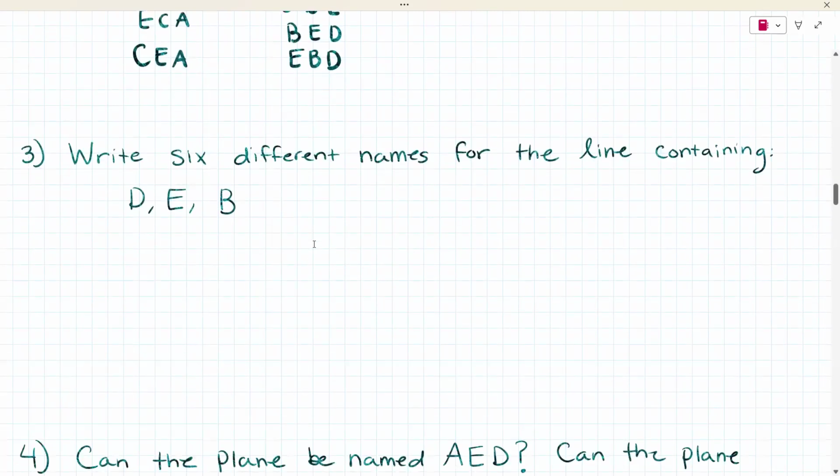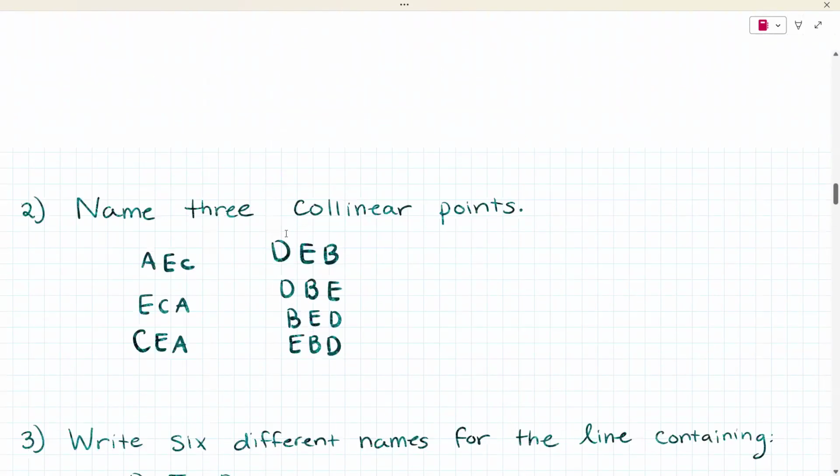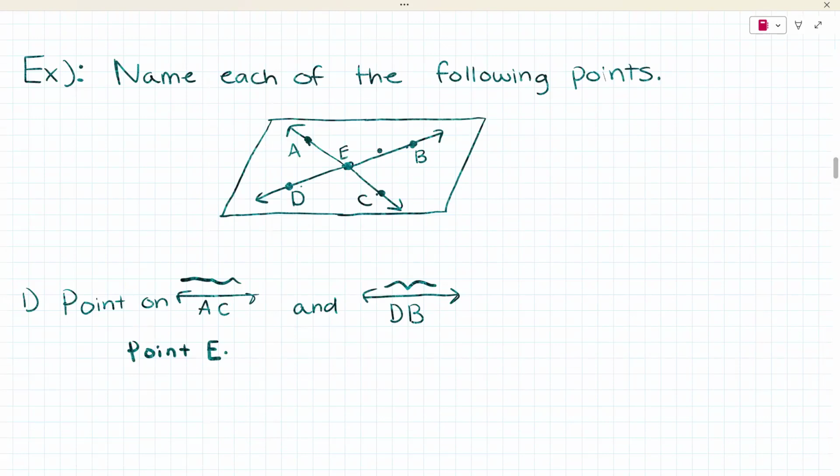Number 3 says write 6 different names for the line containing DEB. So if you look at the line in DEB, DEB is this line. We want to write 6 different names that contain it. So we just want to rewrite line DEB. We want to create some kind of line between the points DEB.